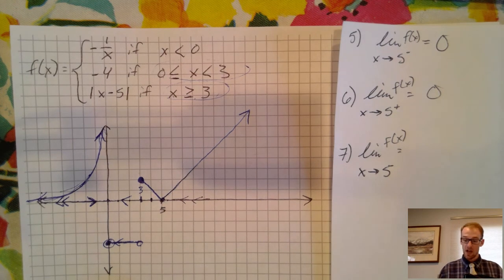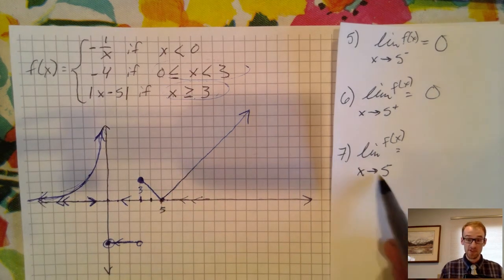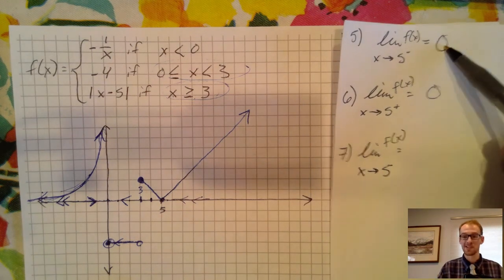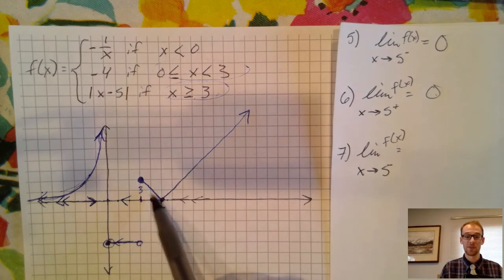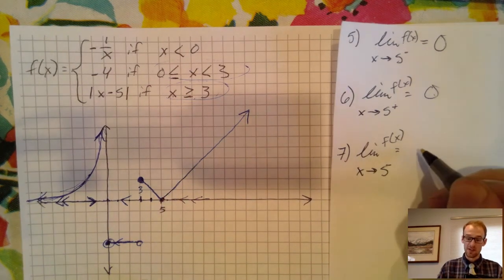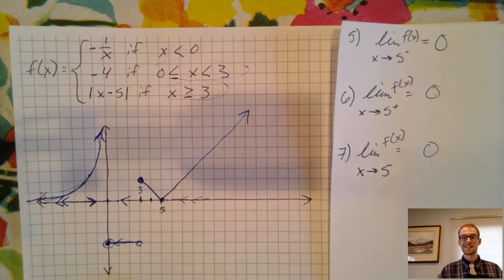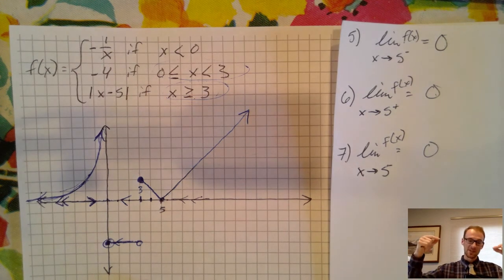Okay, as I approach 5 from both sides, what does my function approach? Well, because I approach the same value from both sides, because I approached 0 from the positive side and from the negative side, this limit value is also 0. This exists because the left and right limits are equal, so that limit exists.